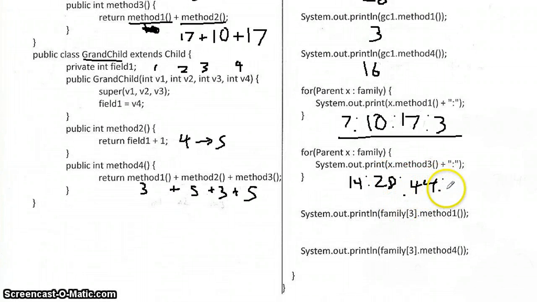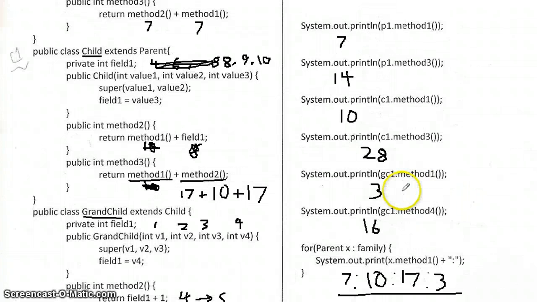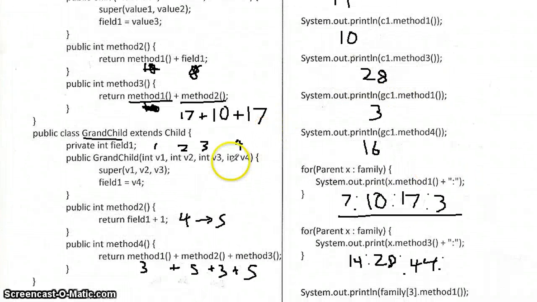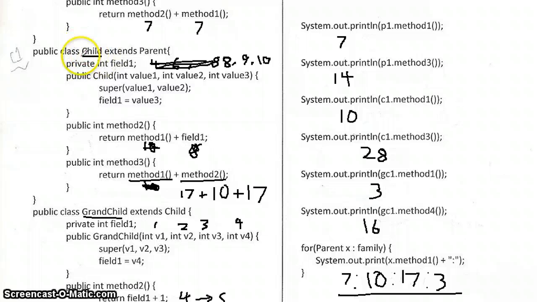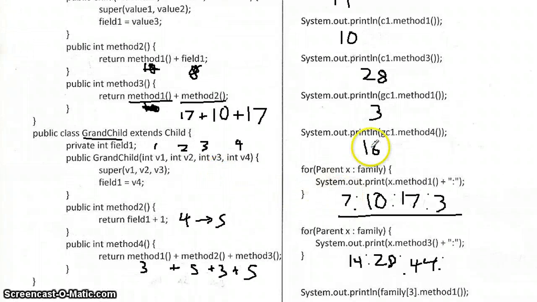44. And then method 3 of object GC1, 1, 2, 3, 4. We do not have method 3, so we gotta pop back up here to the child class. And so method 3 returns method 1 plus method 2. So we've already seen that GC1.method1 is equal to 3. So we will get a 3 plus method 2, and we have method 2 down here. 3 plus 5. So 3 plus 5 will give us 8.